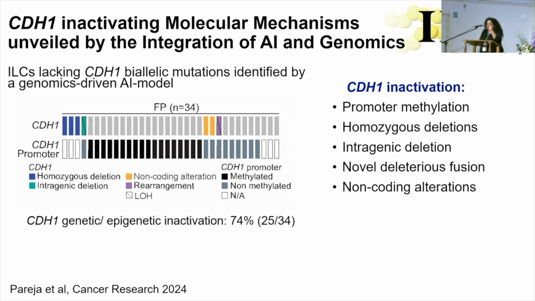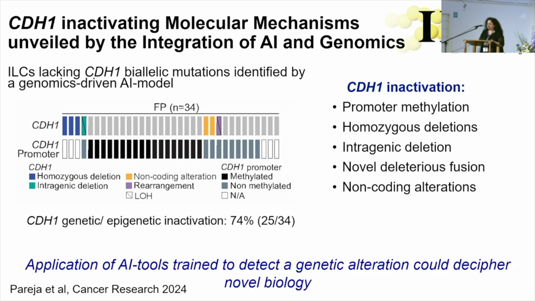Taken together, our analysis of these false positive cases showed that a subset of these cases have alternative mechanisms of CDH1 inactivation, such as promoter methylation, homozygous deletions, intragenic deletions, novel deleterious fusions, and also intronic mutations. And this illustrates how AI tools trained to detect a genetic alteration could help us decipher novel biology.